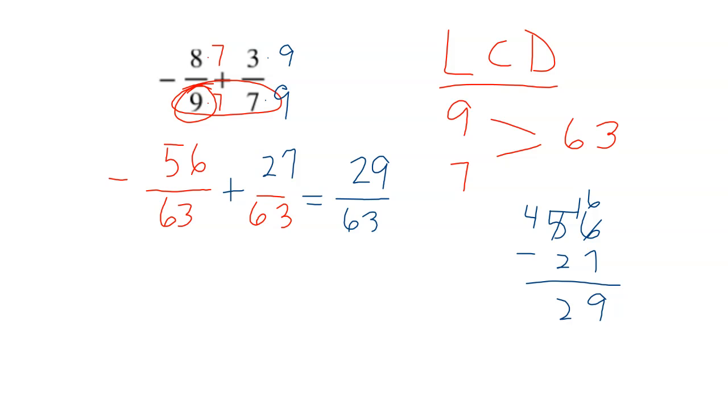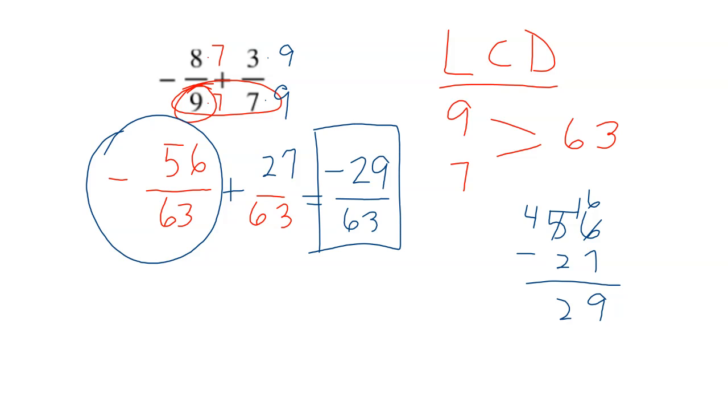And remember, to get the sign, we're going to take the sign of the one with the highest absolute value. Well, this one has the highest absolute value because it is further away from 0. So our final answer will be negative 29 over 63. So find your LCD first, then find the equivalent fractions, and then follow the rules for addition and subtraction.